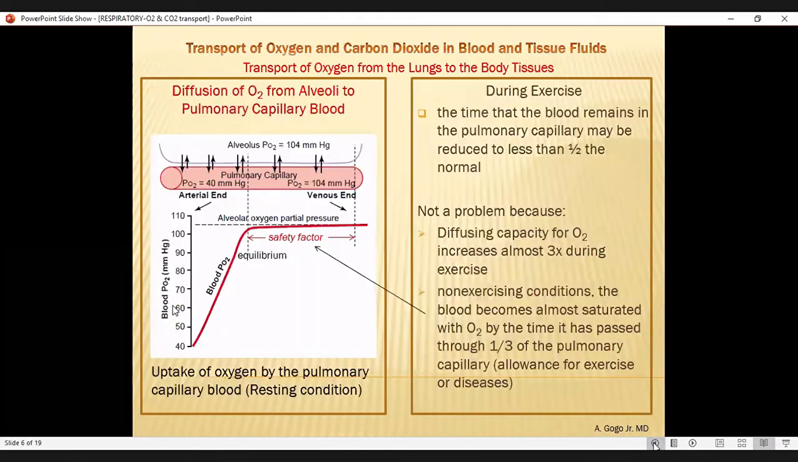Now, during exercise, the time that the blood remains in the pulmonary capillary may be reduced to less than 1/2 the normal. This is not a problem because the diffusing capacity of oxygen increases almost 3 times during exercise. In non-exercising conditions, the blood becomes almost saturated with oxygen by the time it has passed through 1/3 of the pulmonary capillary. So this is allowance for exercise. This is a safety factor.